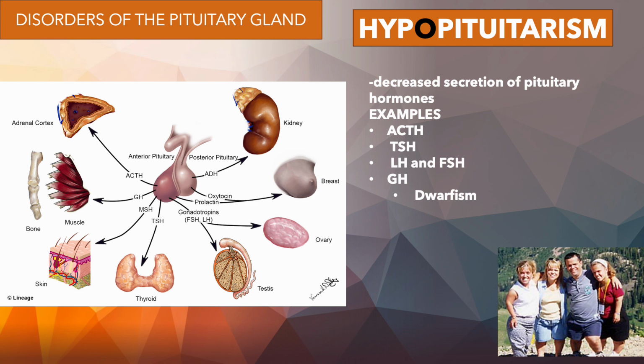It all depends. Like, for example, one person could have hypopituitarism with their ACTH being decreased in its secretion. Another person can have the ACTH and the TSH, the thyroid, being decreased. So it can vary, really. It can be one, multiple, or all of them. And if it's all of them, that one's called panhypopituitarism.